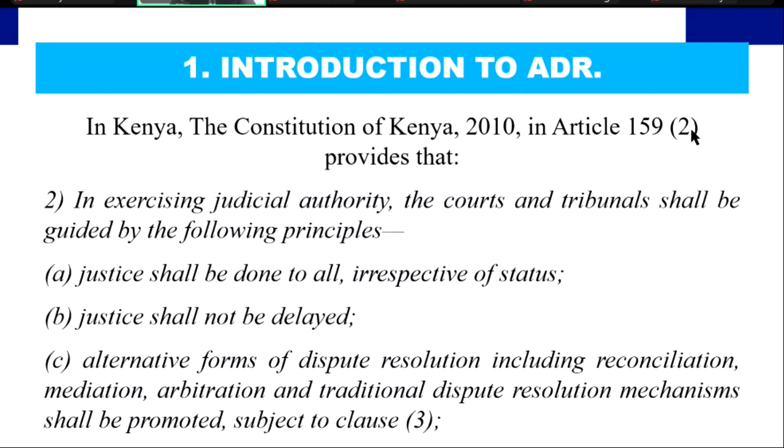Justice shall be done, irrespective of status. Justice shall not be delayed. And then specifically for the purpose of the dispensation of arbitration, adjudication, mediation, conciliation, and the traditional justice system, it is anchored in Part C: alternative forms of dispute resolution, including reconciliation, mediation, arbitration, and traditional dispute mechanism systems, shall be promoted subject to Clause 3. Clause 3 talks of equal rights, technicalities, and such kind of things. So as we talk about ADR, mediation, or arbitration, it is properly anchored in the Kenyan Constitution.